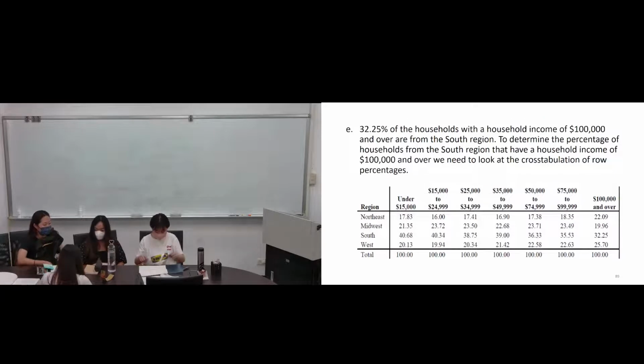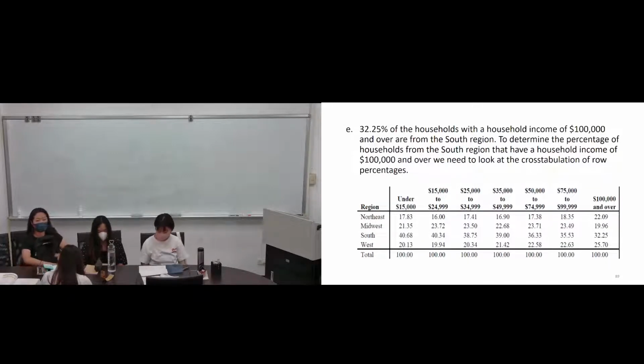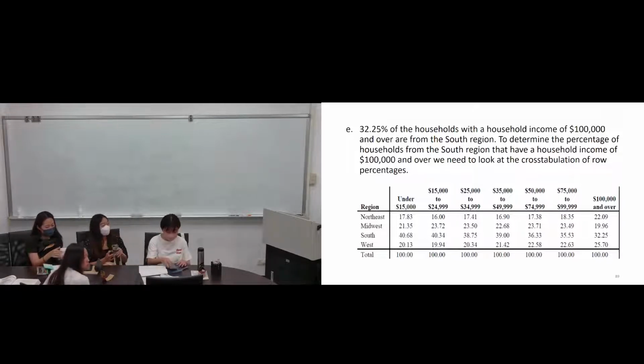The other question, if it asks you, above $100,000, what is the percentage from South? In that question, we should convert the original table into column percentages, and then we can find, for above $100,000 annual income, the percentage from the South region.